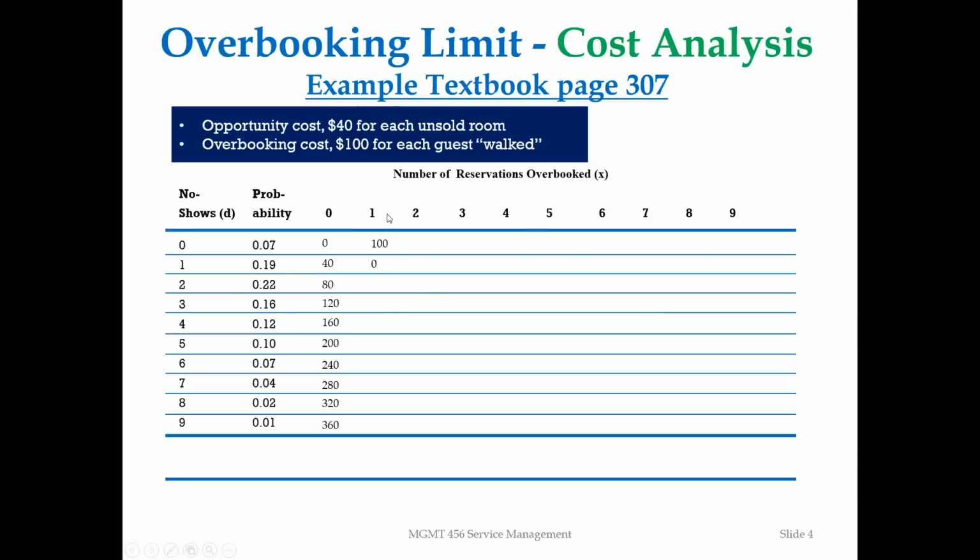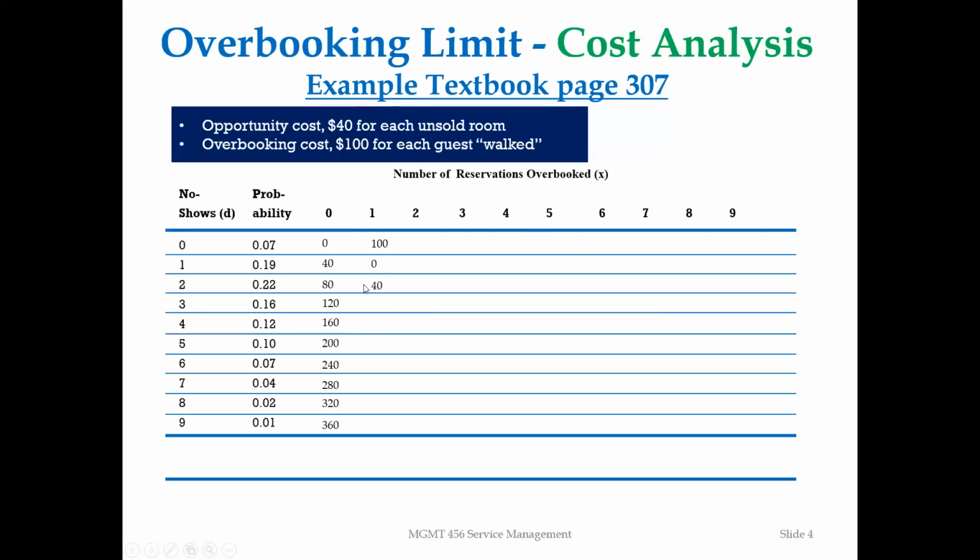So what if I overbook by one, and two people do not show up? If the number of no-shows exceeds the overbooking limit, the consequence is I will end up having one empty room. I have one empty room, and that cost will be $40.